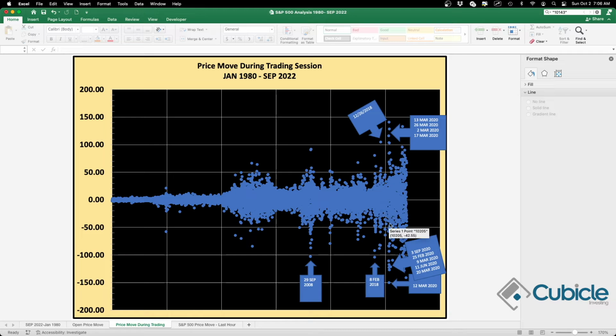So again, this is important information to have at your disposal, because it helps you understand, or gives you a reference point, for when you're looking to select your option contracts, whether it be a put option or a call option.